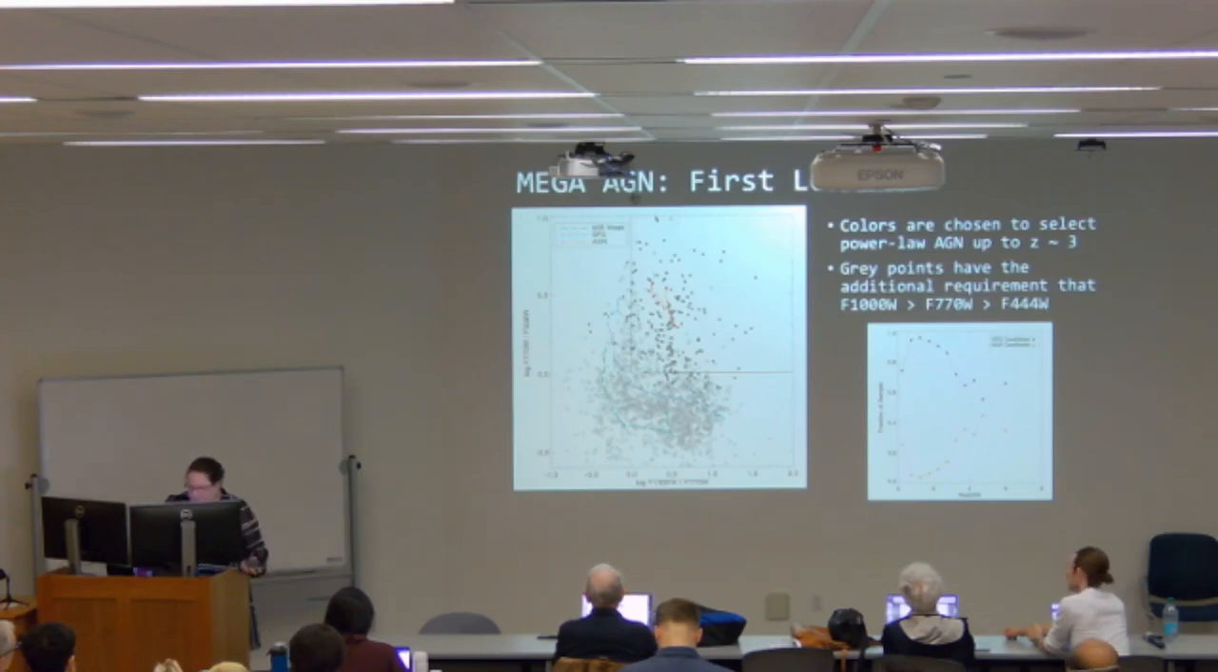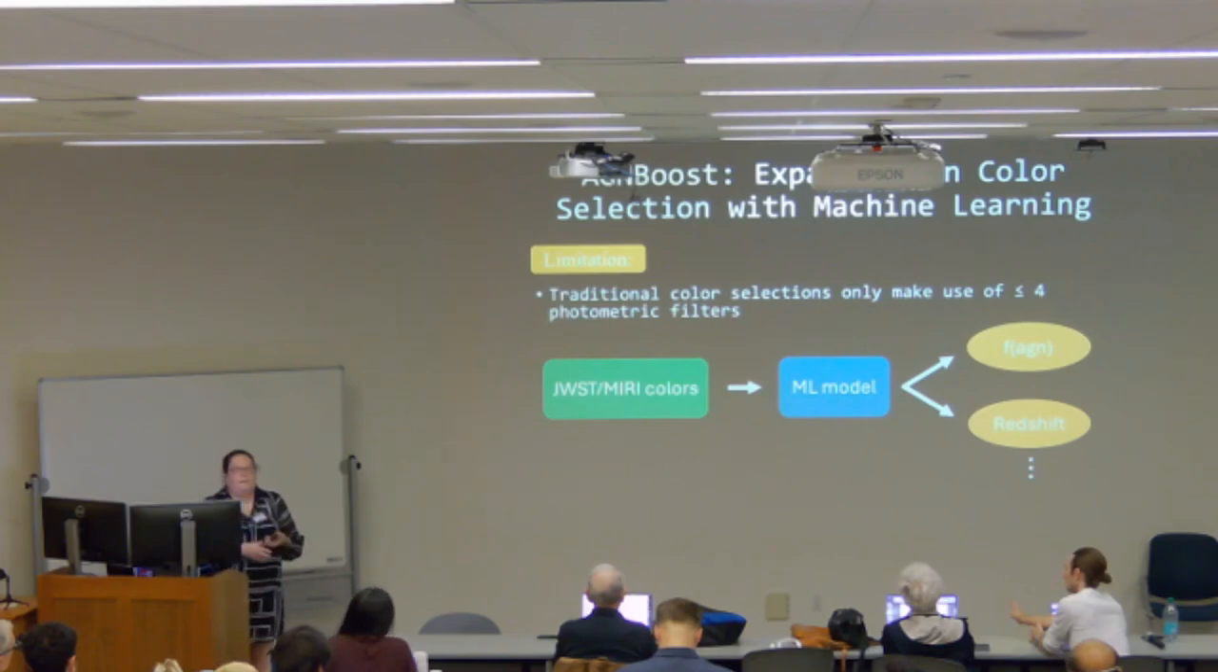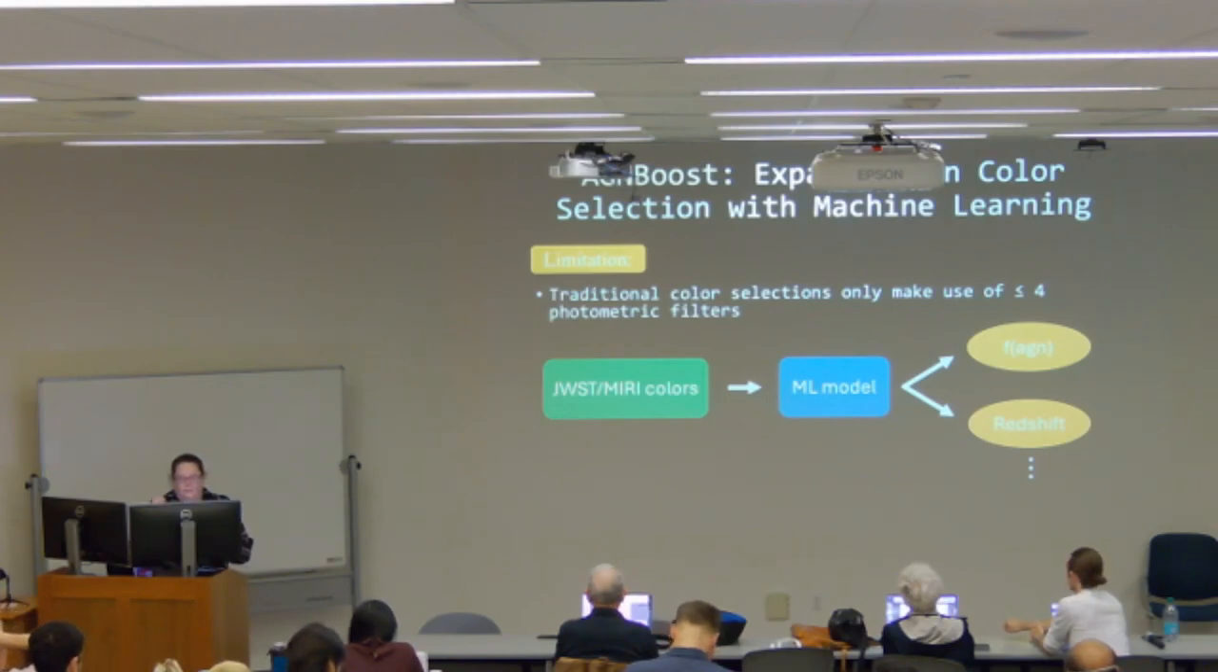So I have a grad student who's writing his thesis. He has developed this code called AGN Boost. It is a gradient boosting machine learning method. We're hoping to have the paper out this fall. And basically, this code does what I couldn't do, which is it uses just MIRI data to find AGN.